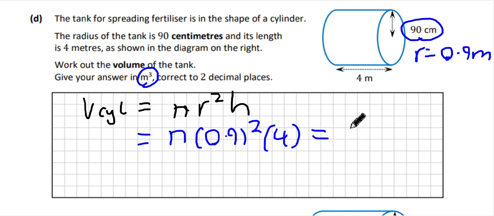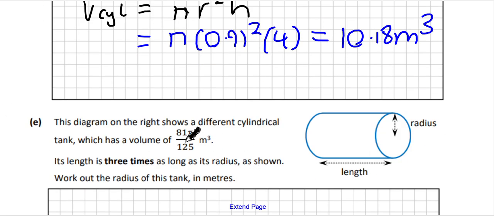Okay. Was everybody happy with 10.18 meters cubed? You okay with that? Done. That's easy. That was so much easier than part C. Now part E. The diagram on the right shows a different cylindrical tank with a volume of 81 pi over 121 meters cubed. The length is 3 times as long as the radius.